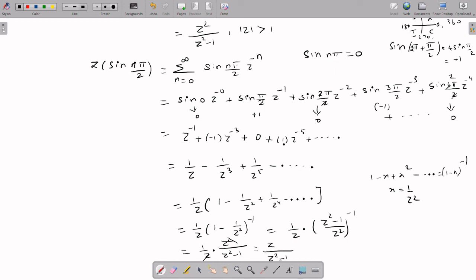This is the z transform of sin n pi by 2, and the condition here is mod z is greater than 1.